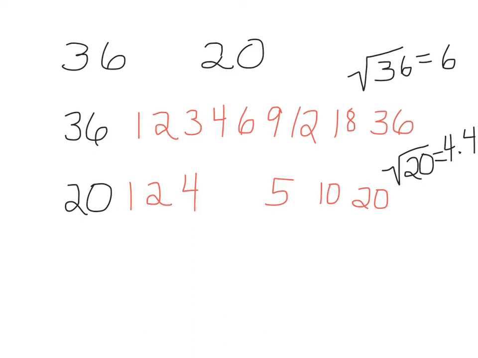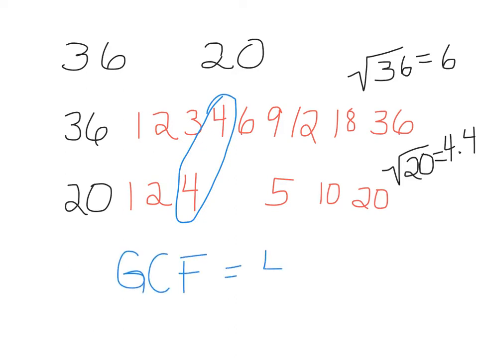Now, what is the largest number that is in common to the factor lists of 36 and 20? Well, it's 4. So in this case, the GCF is 4.